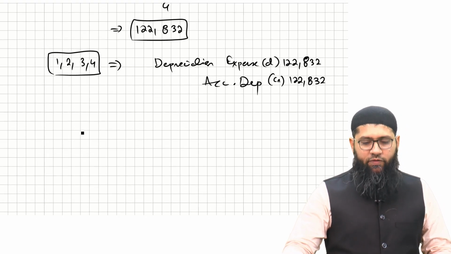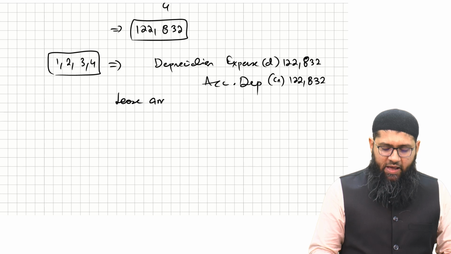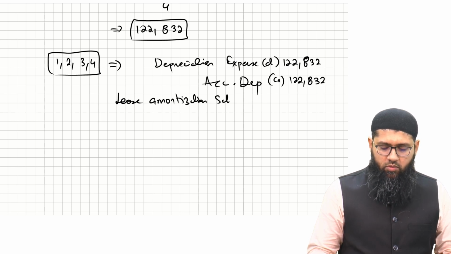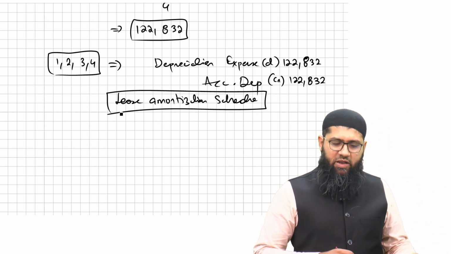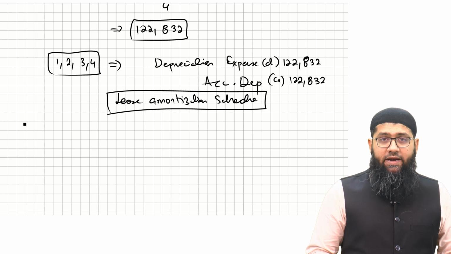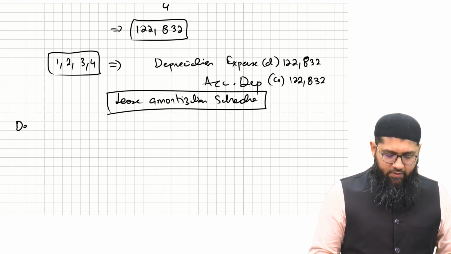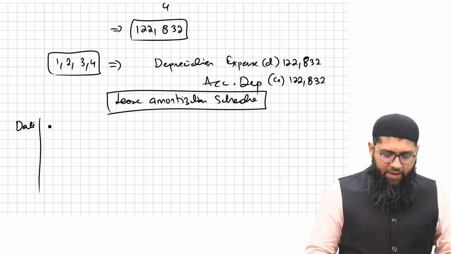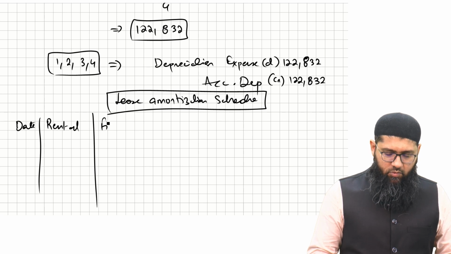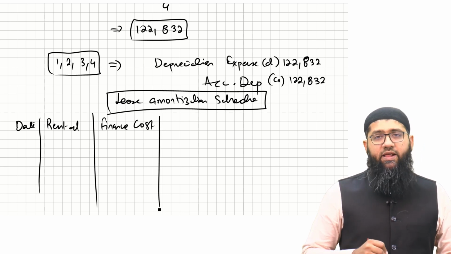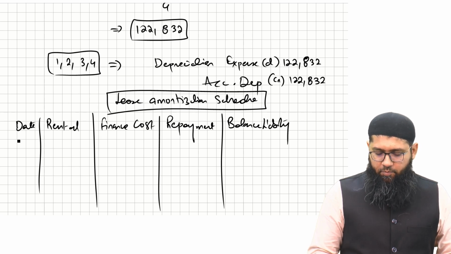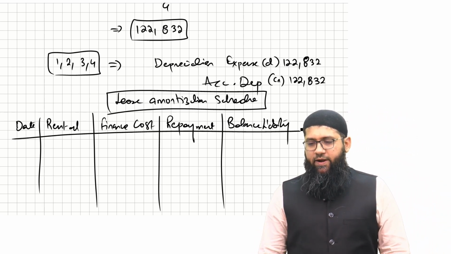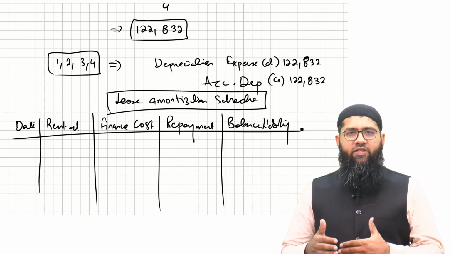Now the second aspect to this is the lease amortization schedule. So what are we going to prepare? We are going to prepare the lease amortization schedule. That's the second thing. We are going to say the date, then rental, finance cost, repayment, balance liability. I have not created, I repeat, I have not created a financial statement extract right now.